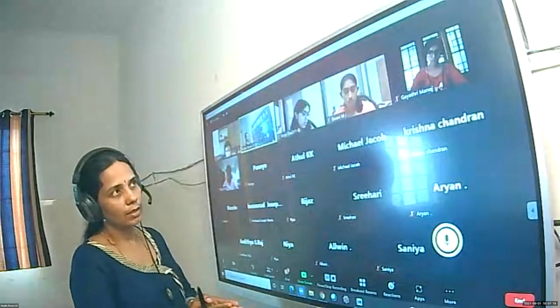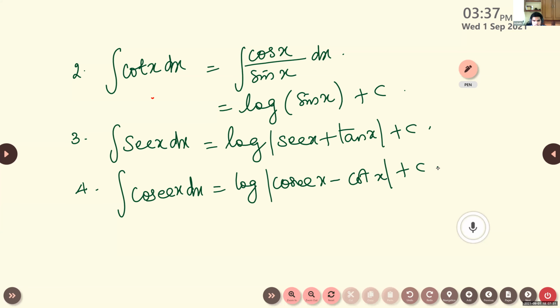Ma'am, was it a bracket that you drew after log? Log of cosec x minus cot x. Log is common for these two functions, cosec x minus cot x. It is not log cosec x minus, it is log of cosec x minus cot x. Log is common for these two.